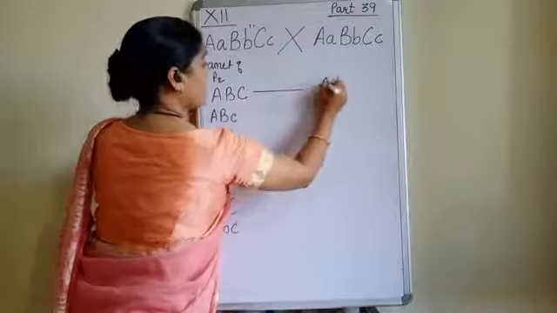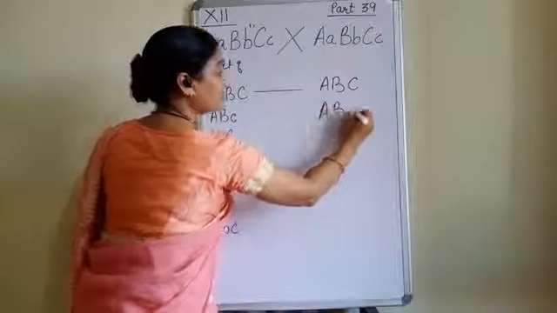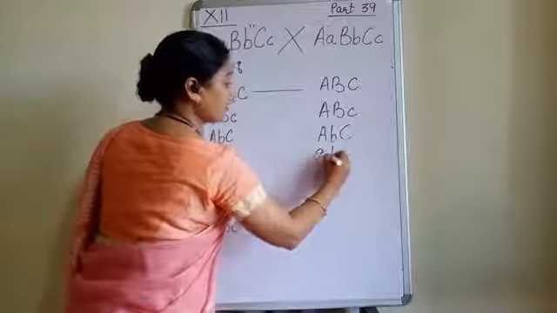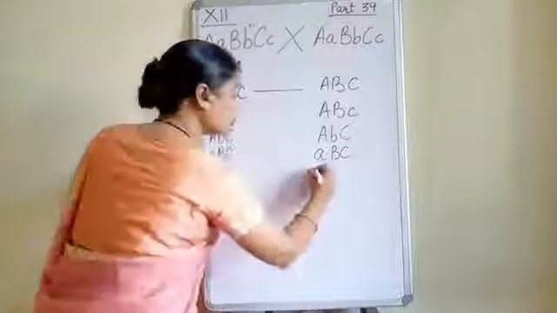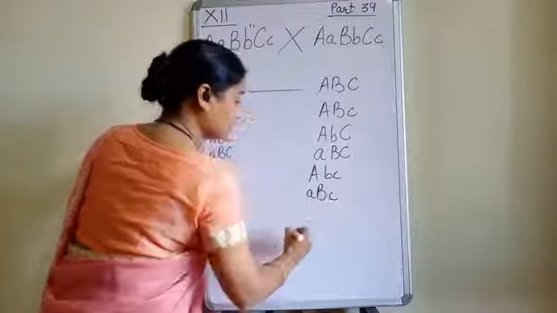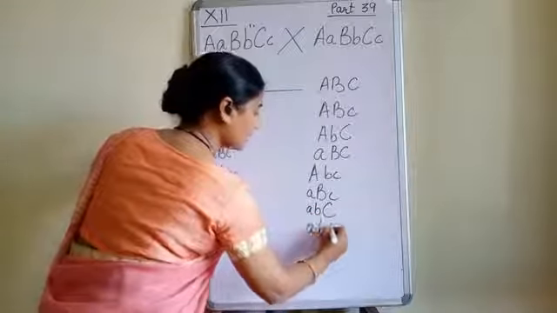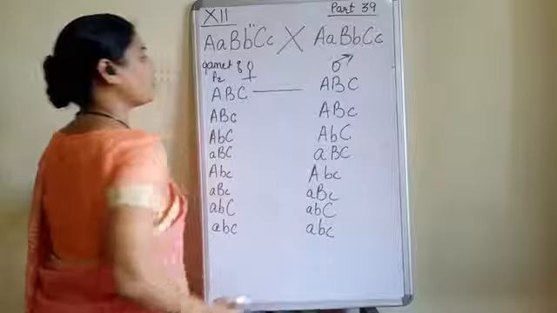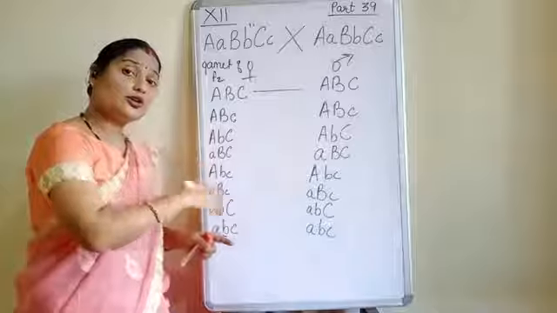Once again, this side also I will get the same. What will I get? Capital A, capital B, capital C, capital A, B, small c, capital A, C, small b, small a, capital B, C. Now take 2 as recessive and 1 dominant. Suppose this is from the female side, this is from the male side. These are the gametes. Now make a checker box and cross them.